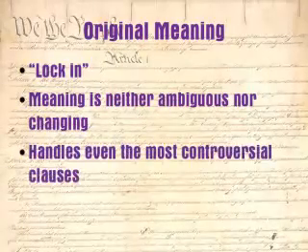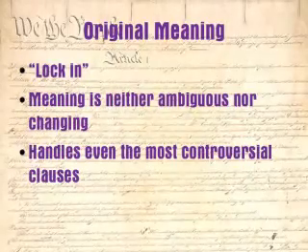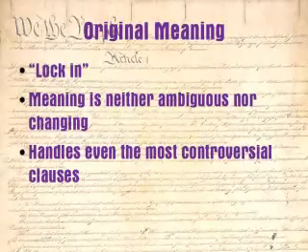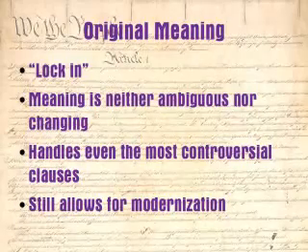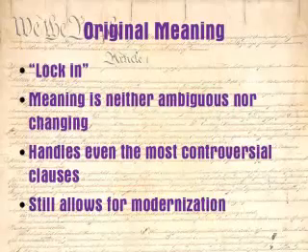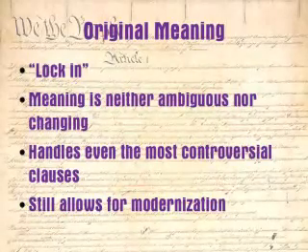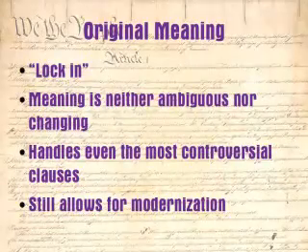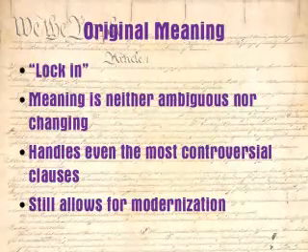As we will see in future lectures, original meaning handles even the most controversial clauses, such as the 2nd, 9th, and 10th Amendments, the Commerce Clause, and the General Welfare Clause. And it still allows for modernization. Since we're going by meaning and not intent, we can apply that meaning to our modern world without having to change it. For example, television and the Internet did not exist at the time the First Amendment was ratified, yet the meaning of the freedom of speech and the freedom of the press still applies to these new media. Only the technology and methods are different. The concept is the same.